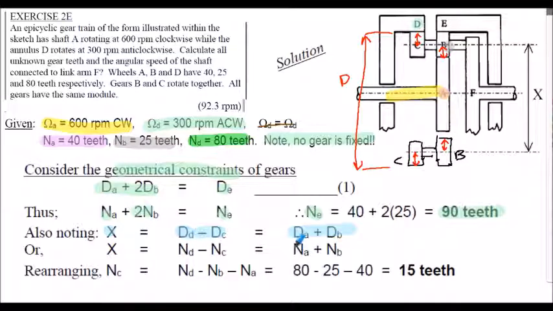We can write that as number of teeth as always, so ND minus NC is equal to NA plus NB. We know all the number of teeth except for on gear C, so we can transpose the equation. We add NC to both sides, and then subtract NA and subtract NB. So NC is equal to ND minus NB minus NA. Putting the numbers into that, I get 15 teeth.